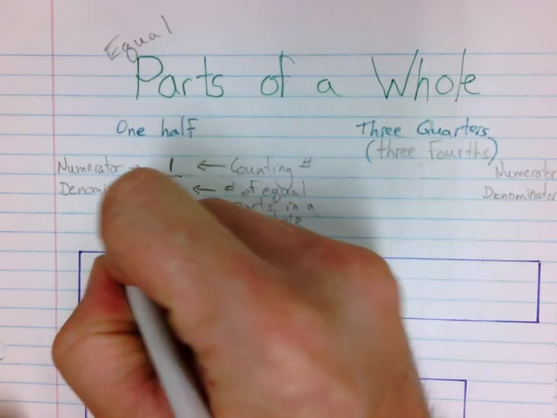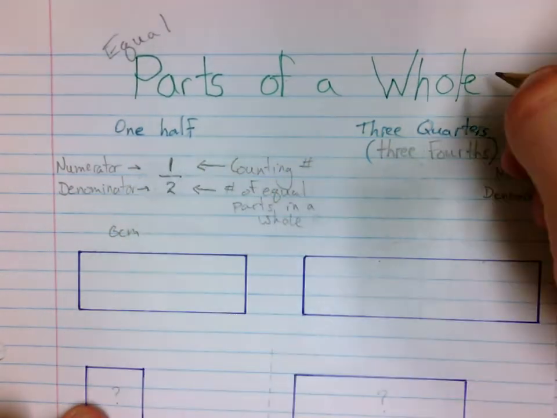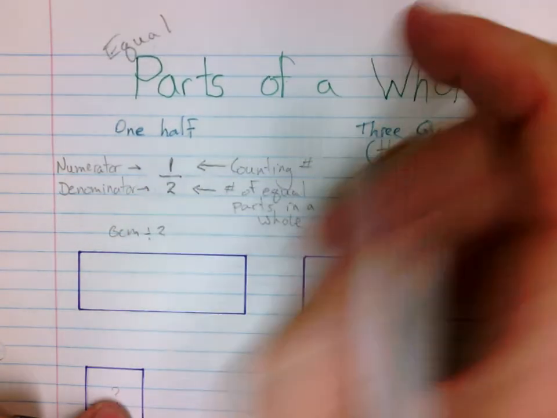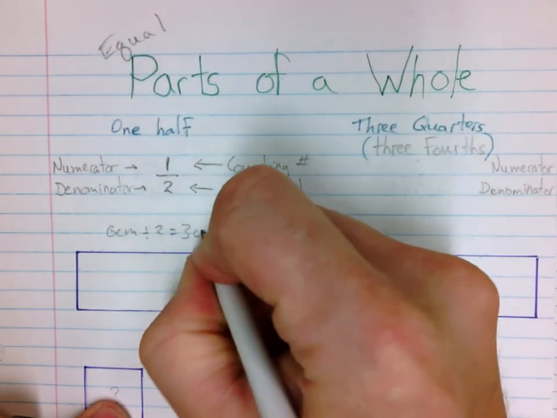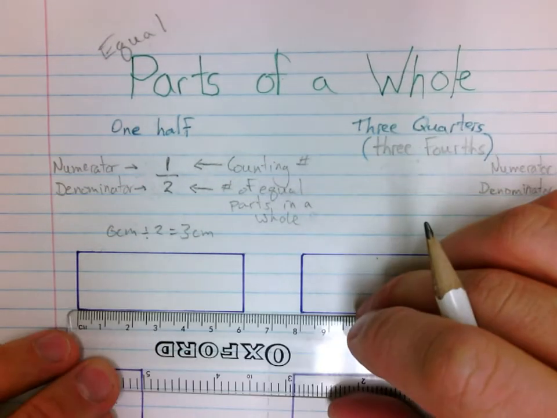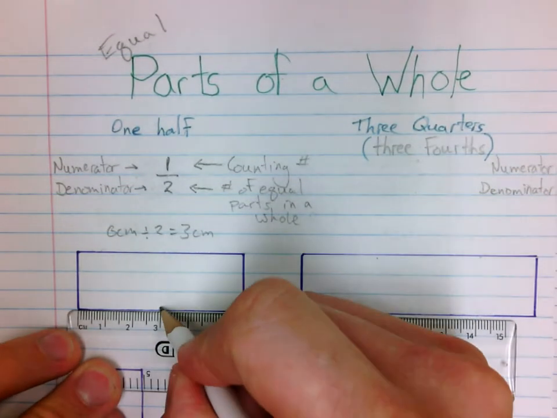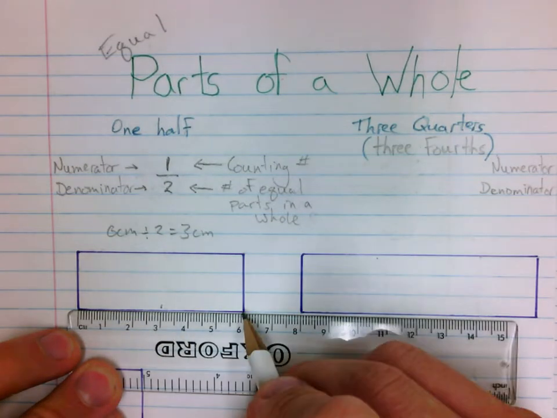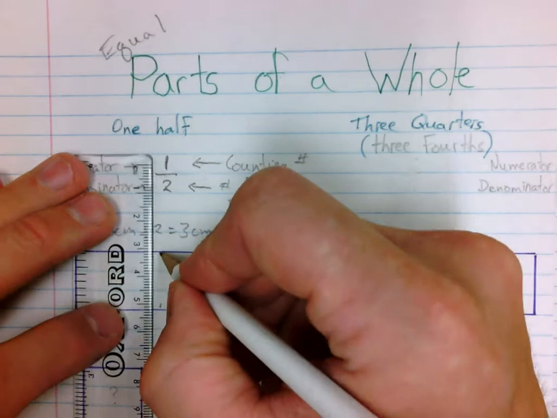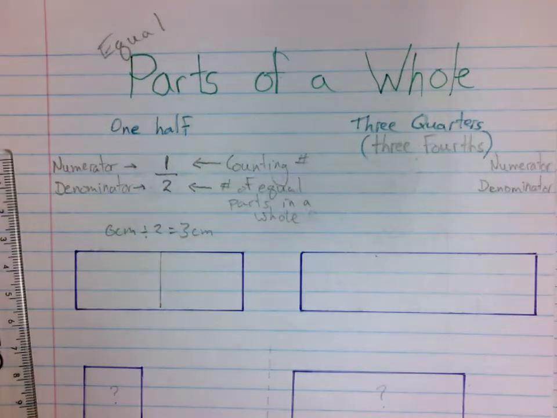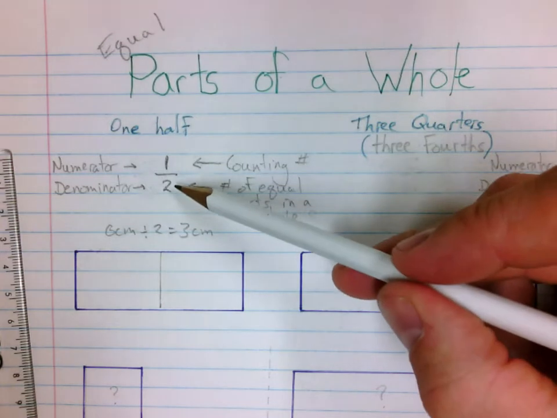So it's 6 centimeters long. I'm going to divide that by 2. 6 divided by 2 equals 3 centimeters. So each of our 2 equal parts will be 3 centimeters long. Make a mark there for 3, and the next 3 centimeters will take us right to the end. Then divide our rectangle like that. So now we have our 2 equal parts.